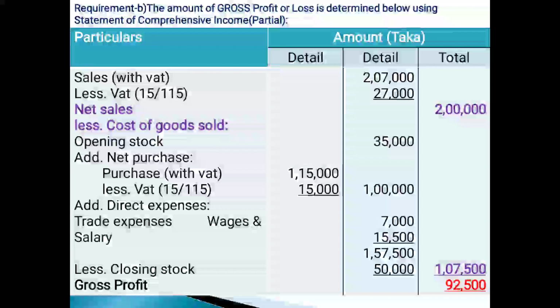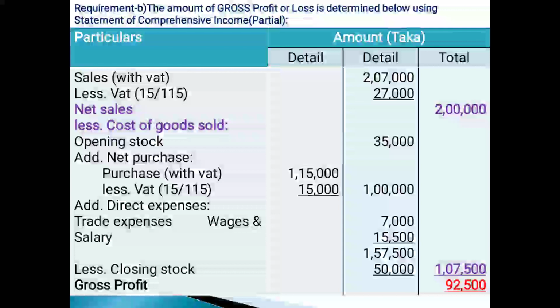Inventory, that is particulars, first column. Then account taka detail, last one amount taka total. You know, when you're starting the comprehensive income statement, the first item will be sales.